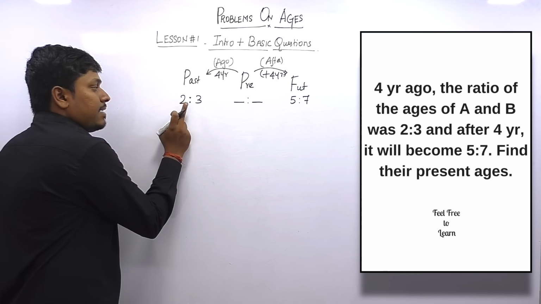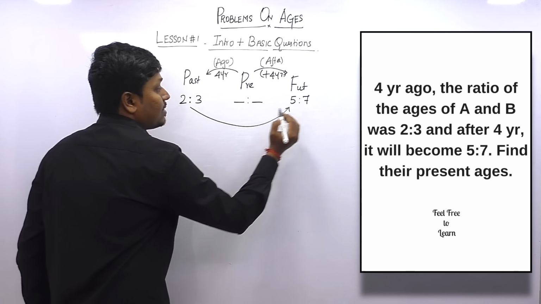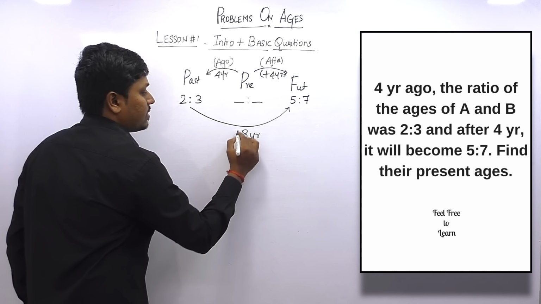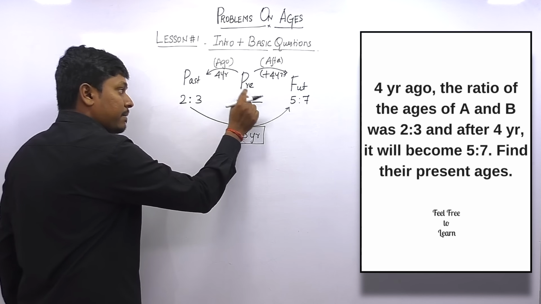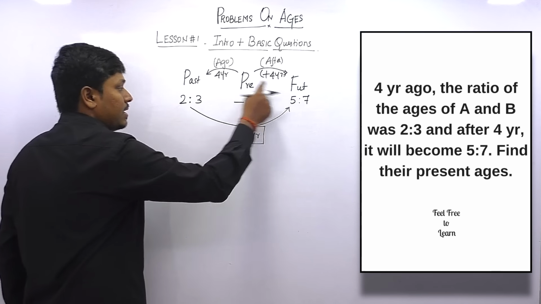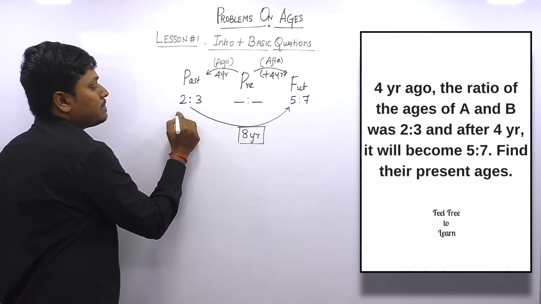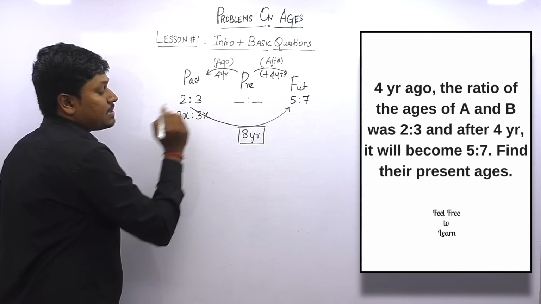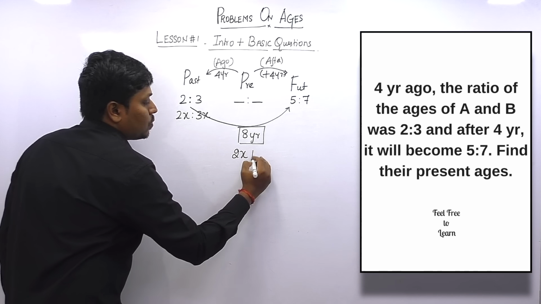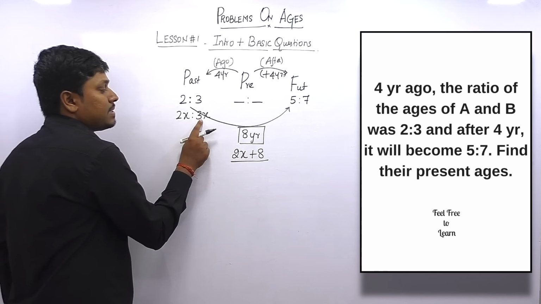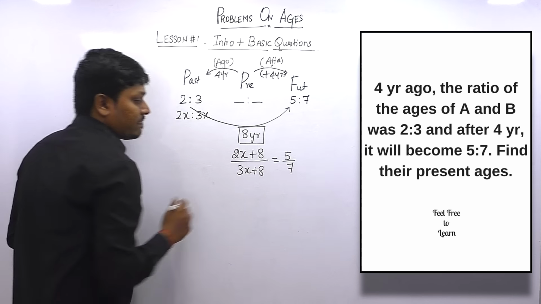Listen carefully. Here they have given a value for the past and also for the future. From the past to the future, what is the age difference? The age difference is 8 years. Friends, got it? From the past to the present we have 4 years. Similarly, from the present to the future we have another 4 years. So from the past to the future we have an 8 year difference. So 2x will be the first person's past age and 3x will be the second person's age. So (2x plus 8) divided by the second person's (3x plus 8) is equal to the ratio 5:7. Friends, understood the concept?